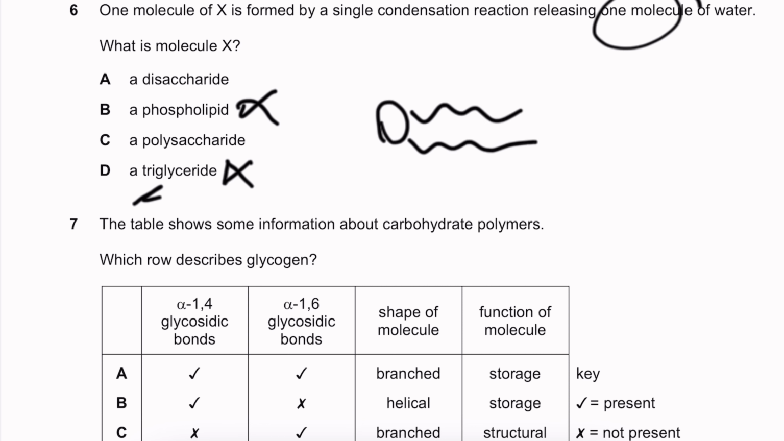And phospholipids, basically you already know that they have a phosphate head and 2 fatty acid chains which are joined to glycerol, and that's again by an ester bond. A polysaccharide will release millions of molecules of water, not just one. So that should be a disaccharide, because it's one monosaccharide joined to another by one condensation reaction, one glycosidic bond, to release one molecule of water.